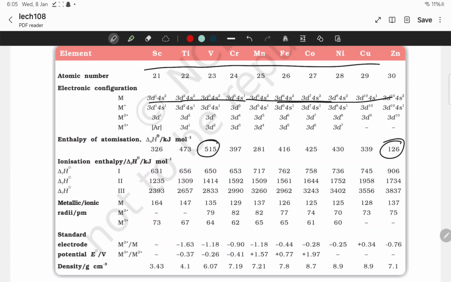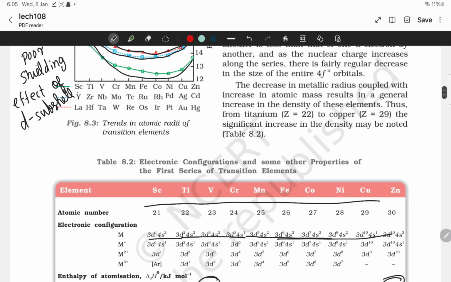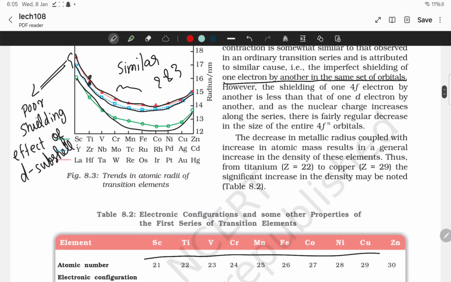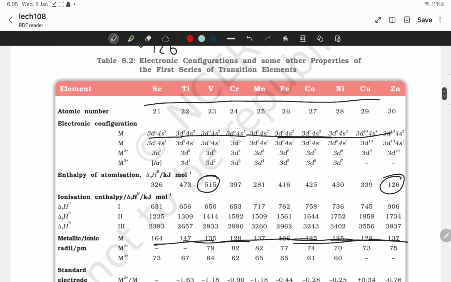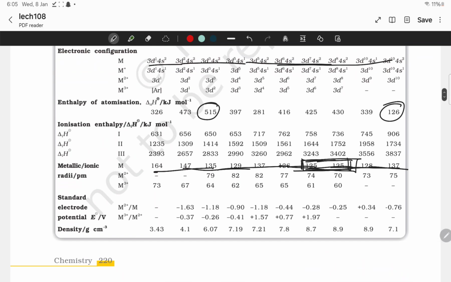Okay. Now ionization enthalpy we have not learned, so we will be coming back. Now radius, ionic radius. It should increase, but look. Cobalt and nickel have similar radii. Iron also. No need to learn this order.